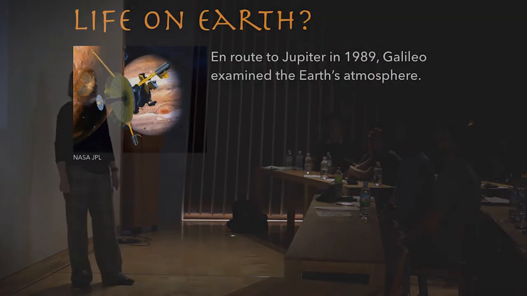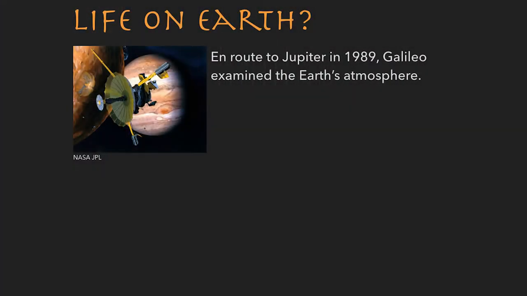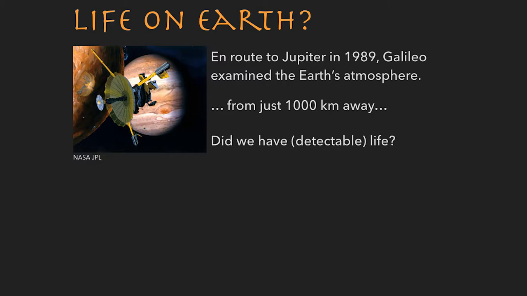And fortunately, we got the chance to observe it in 1989. NASA's Galileo spacecraft was on its way to Jupiter, but en route it swung by the Earth and took a look at our planet with its instruments. So Galileo viewed the Earth from just 1,000 kilometers away. So if it couldn't find detectable life, we're in trouble.